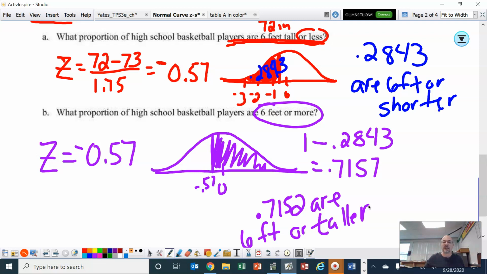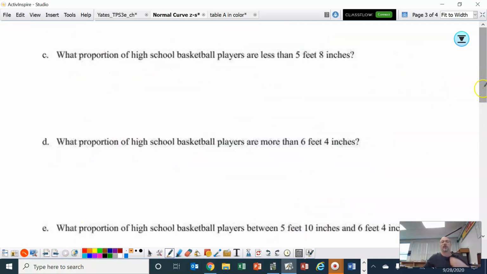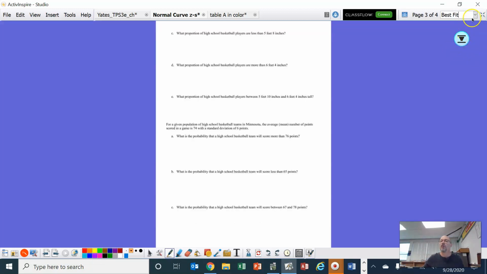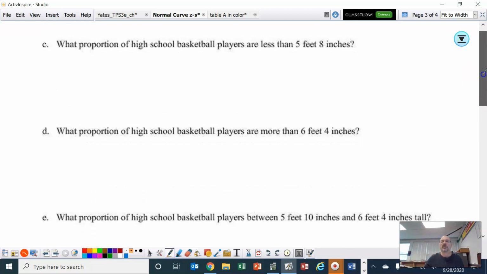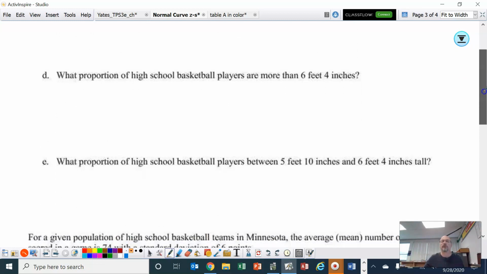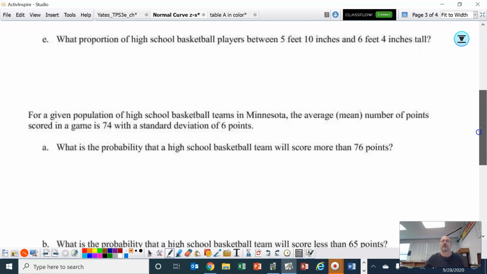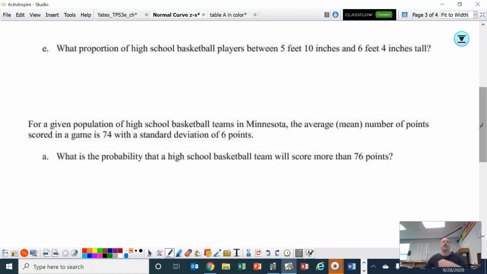All right, if you didn't get that, rewind it, watch it again. Let's look at another one. I think I'm only going to do one more here because they're pretty repetitive as far as what we do. All right, so these are dealing with the same thing, okay? Now this one, ladies and gentlemen, let's go to letter E. What proportion of high school basketball players are between 5 feet 10 inches and 6 feet 4 inches tall?